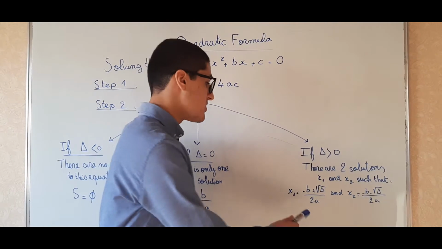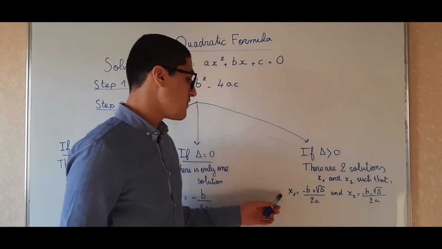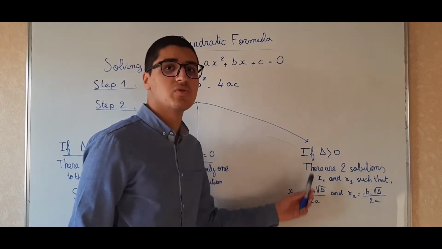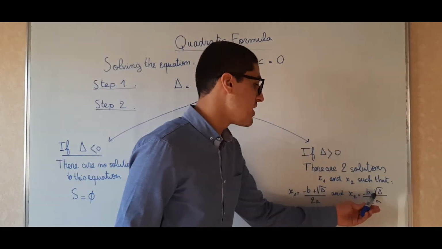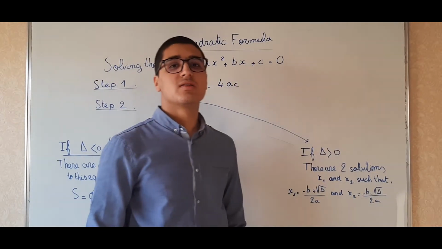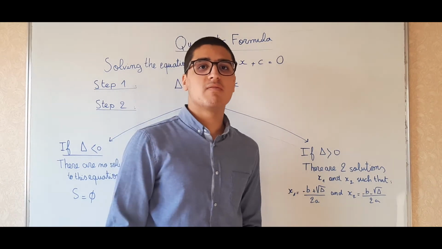You'll notice that the difference between them is that the first one has a plus before the square root, while the second one has a minus before the square root. So let me erase the board and I'll give you some examples.